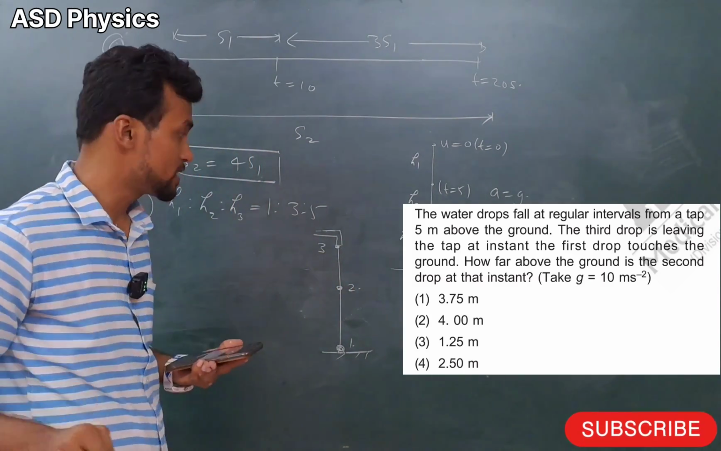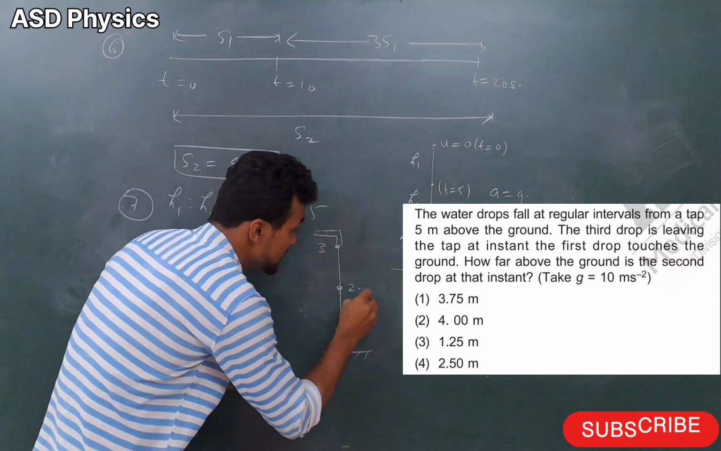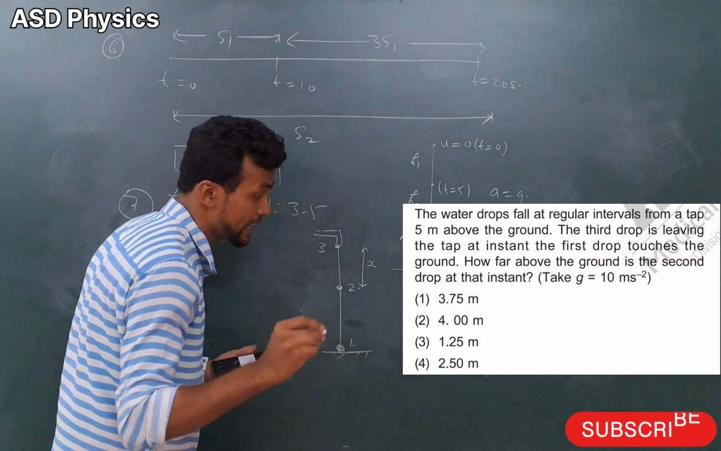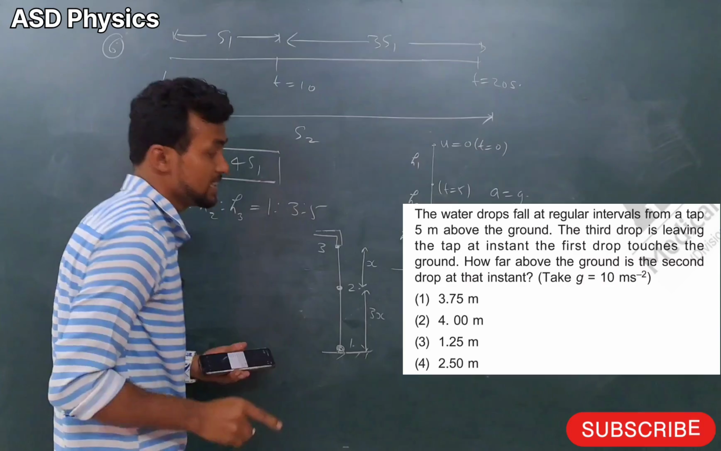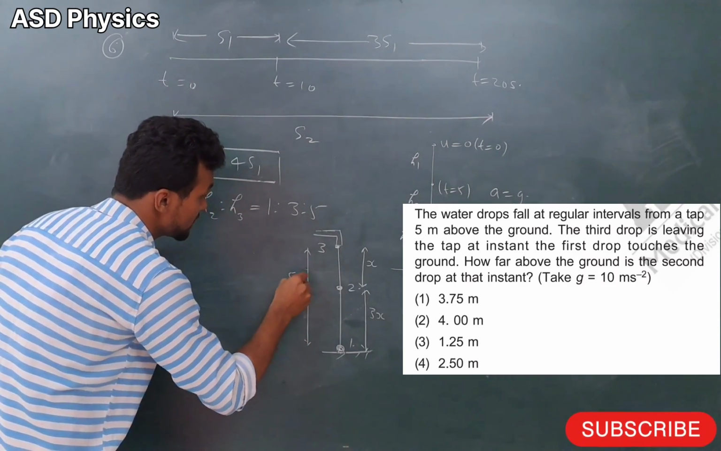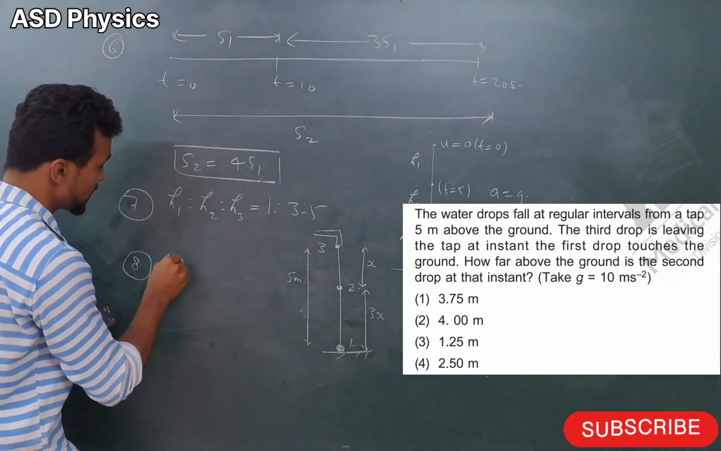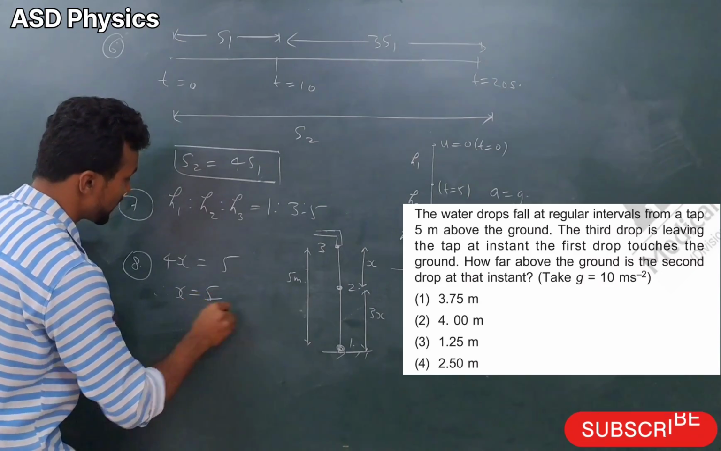Here also the time interval is equal. That means this distance will be x, and this distance will be 3x. The total distance given is 5 meters. So x plus 3x is 4x, and 4x is 5, hence x is 5 by 4.